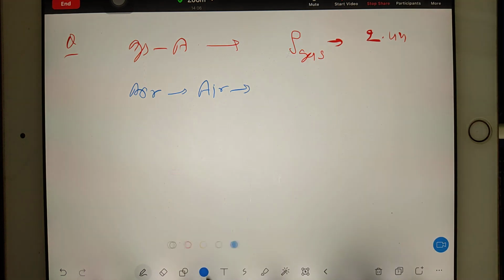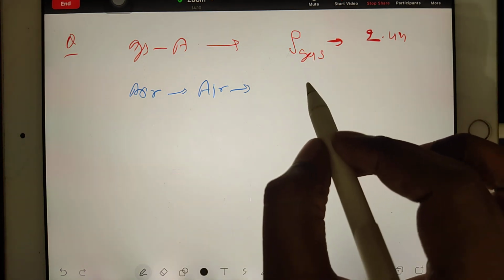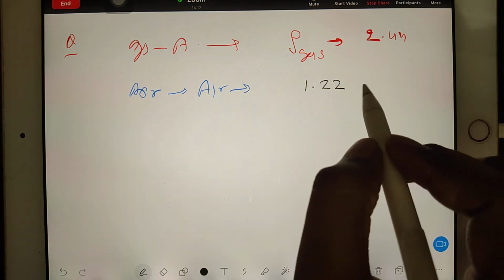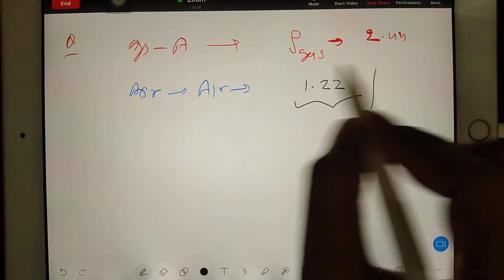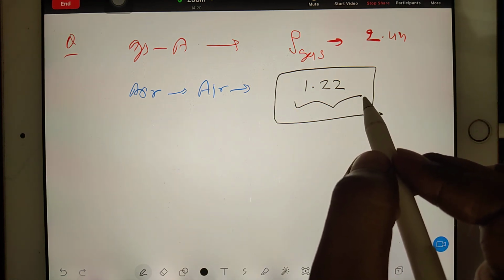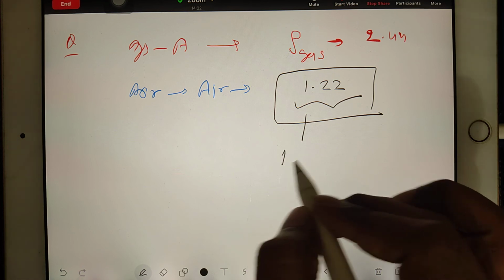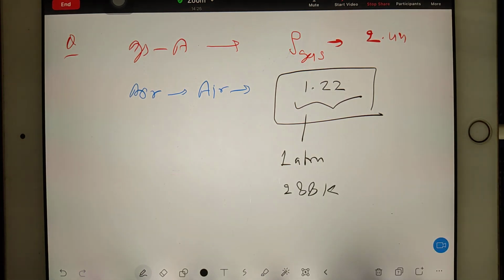Air density they may give in the GATE exam, but we are ready with that air density, right? 1.22. Again, this air density, because air is compressible, so pressure and temperature both should be constant. So this is taken as 1 atm pressure and 288 Kelvin temperature. If this is not the pressure and temperature data, then this will not be the air density.